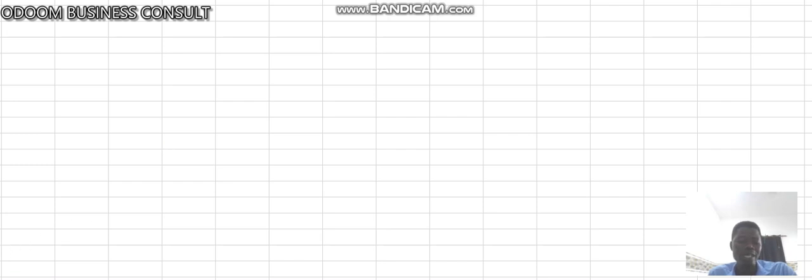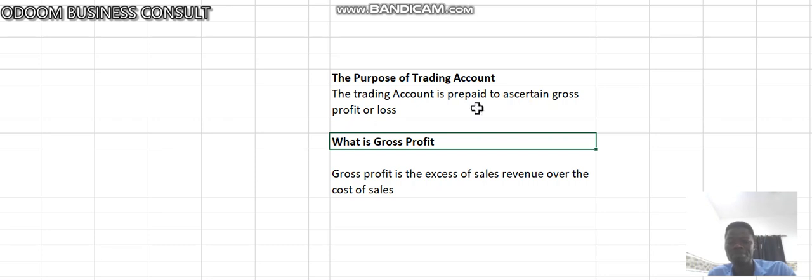So before looking at the formats, let's look at the purpose of the trading account that we want to look at today. The trading account is prepared to ascertain or determine gross profit or loss. So when you pick the complete account, which is the trading profit and loss account, you can have gross profit, you can have net profit, but the trading account is prepared basically to determine the gross profit. The gross profit we are mentioning here is the excess of sales revenue over the cost of sales.